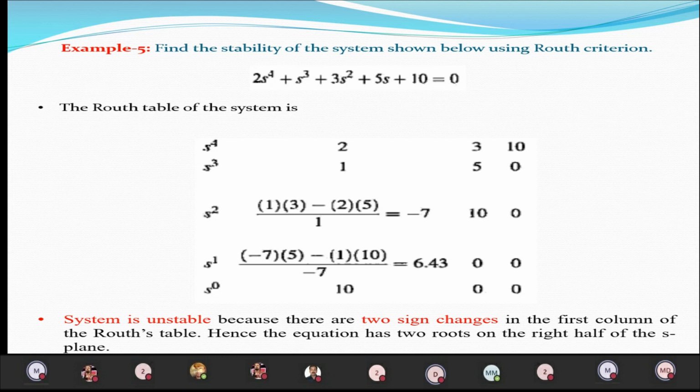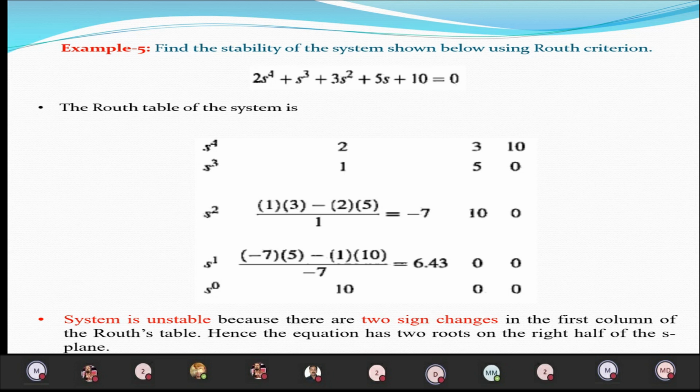Okay, so now you can see the next problem. Find the stability of the system for the given characteristic equation by constructing the root array. So now you can see 2s power 4 plus s cube plus 3s square plus 5s plus 10 is equal to 0. So now you have to take the highest s power, that is s power 4. It is an even power, therefore the s power 4 coefficient is 2, and the next decreasing even power is s power 2. The s power 2 coefficient is 3, the s power 0 coefficient is 10, and similarly the next immediate decreasing power is s power 3, its coefficient is 1, the s power 1 coefficient is 5, and 0.